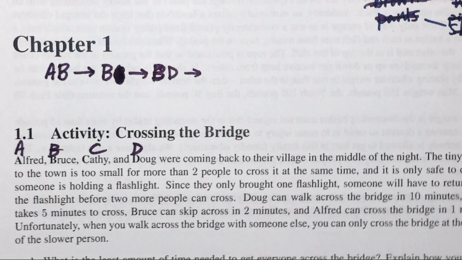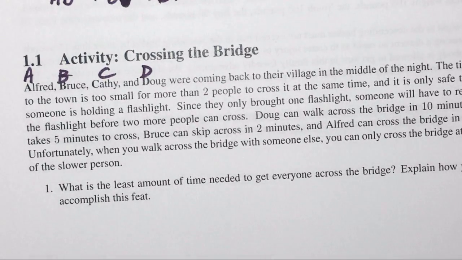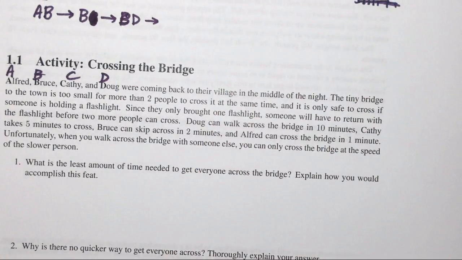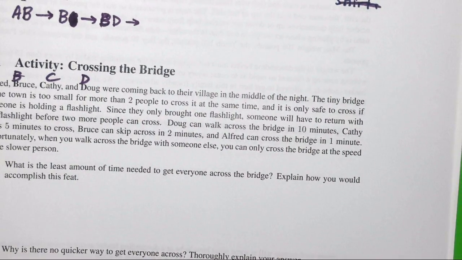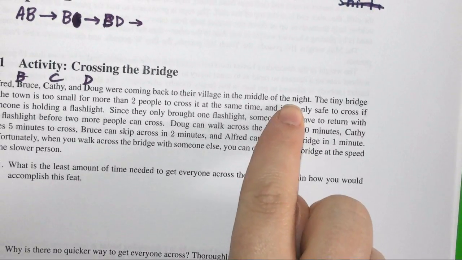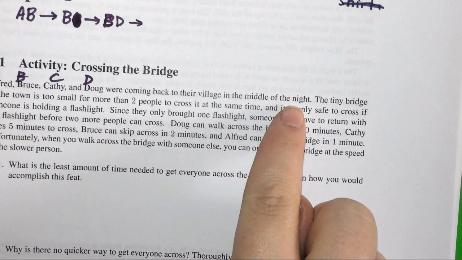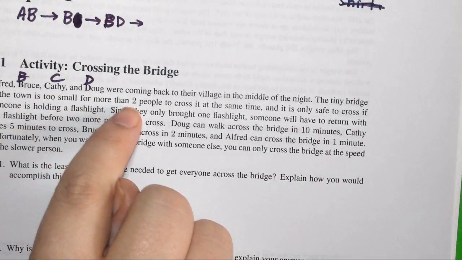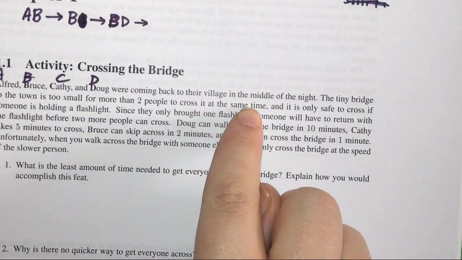Okay, and you're like, Miss Compton, I don't know what you're talking about. So let's read it. So these 4 people, they were coming back to their village in the middle of the night. All of our scenarios are going to be weird. Just roll with it. Okay, so they're coming back to their village. It's the middle of the night. They have a tiny bridge to the town, and it's so small, only 2 people can cross it at the same time. So you can't send more than 2.